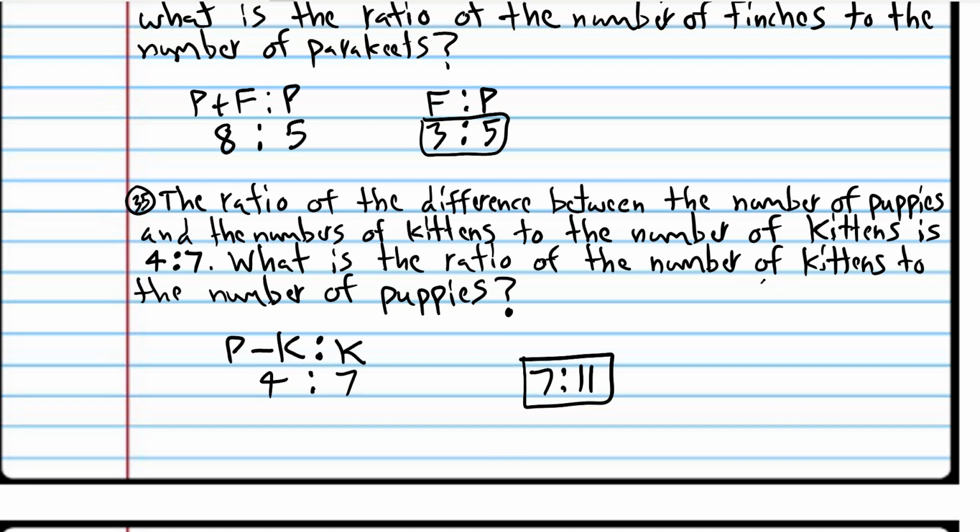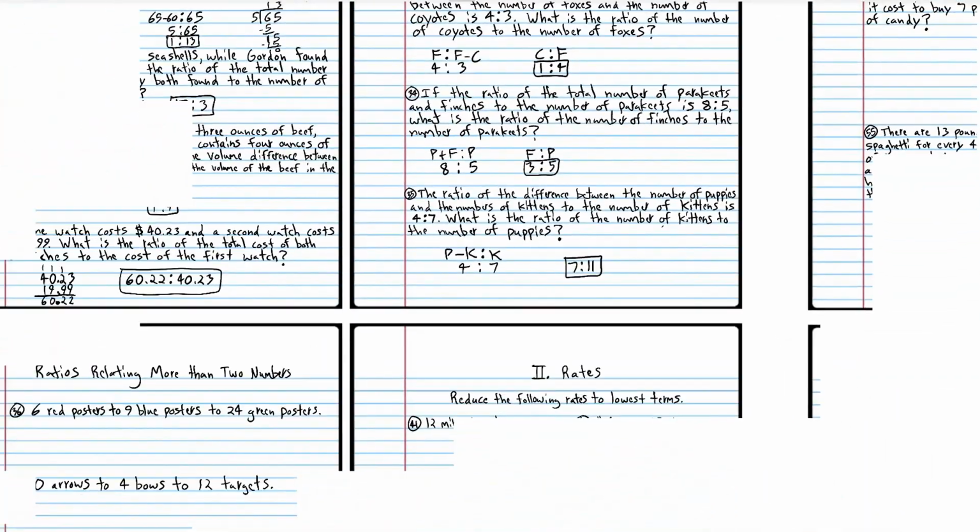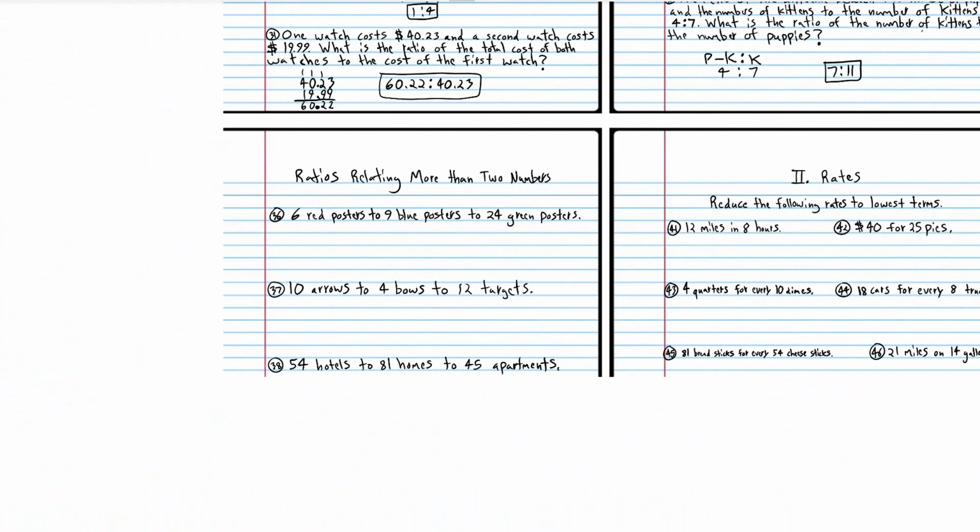Now the reason we wrote 7 first is because it wants to know the ratio of the number of kittens first, then puppies. So puppies comes second, kittens comes first. So if you got the right answer, good job. All right, on to number 36.